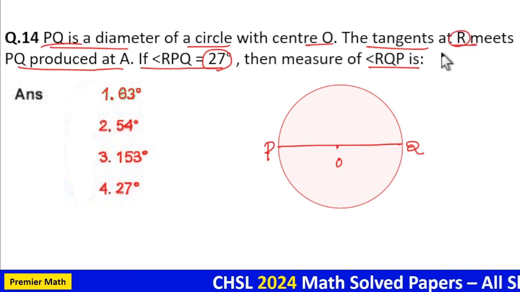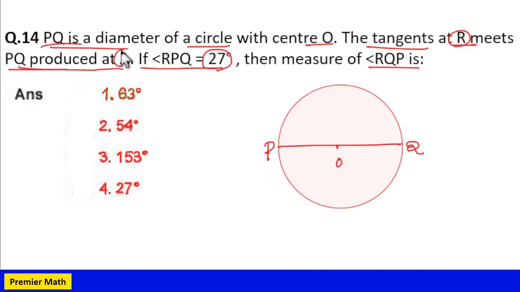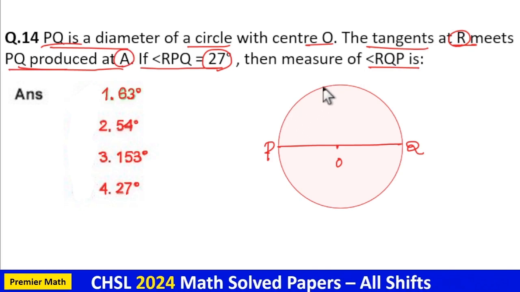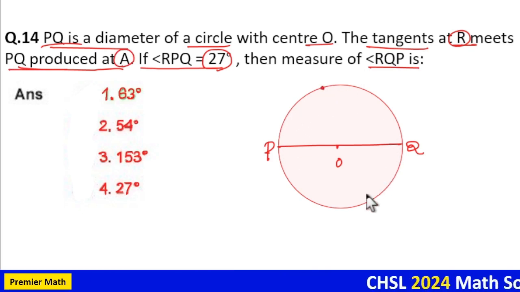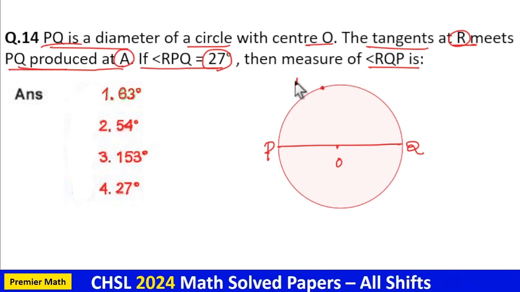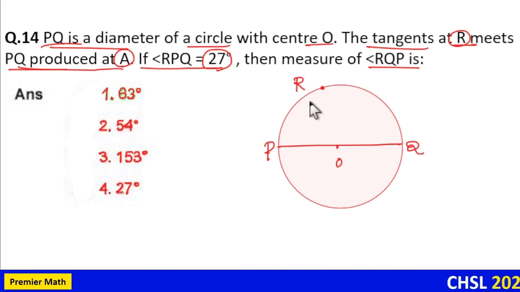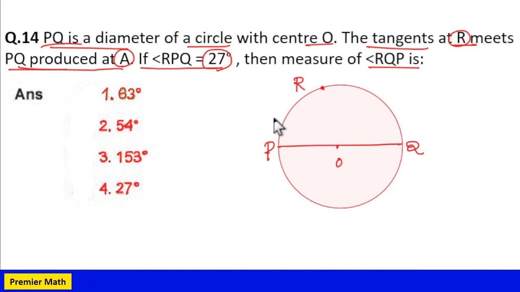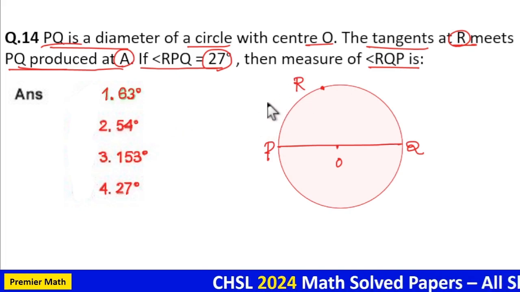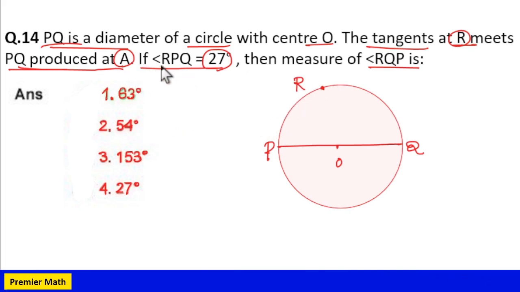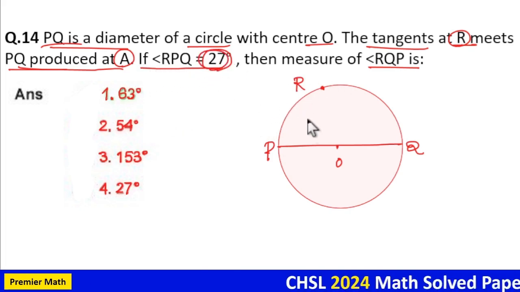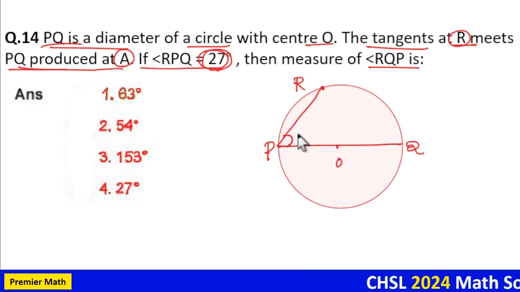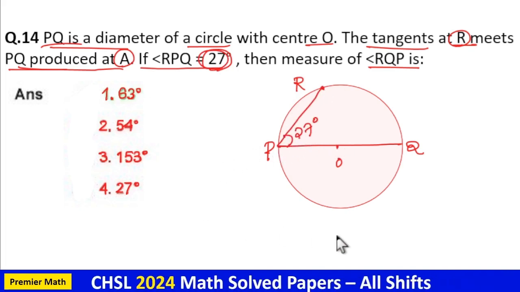Here, tangent at R meets PQ produced at A. Tangent at R means this point R must be on the circumference of the circle. We don't know where point R is, so it can be anywhere on the circumference. Now, angle RPQ is 27 degrees, which means this angle RPQ is 27 degrees.